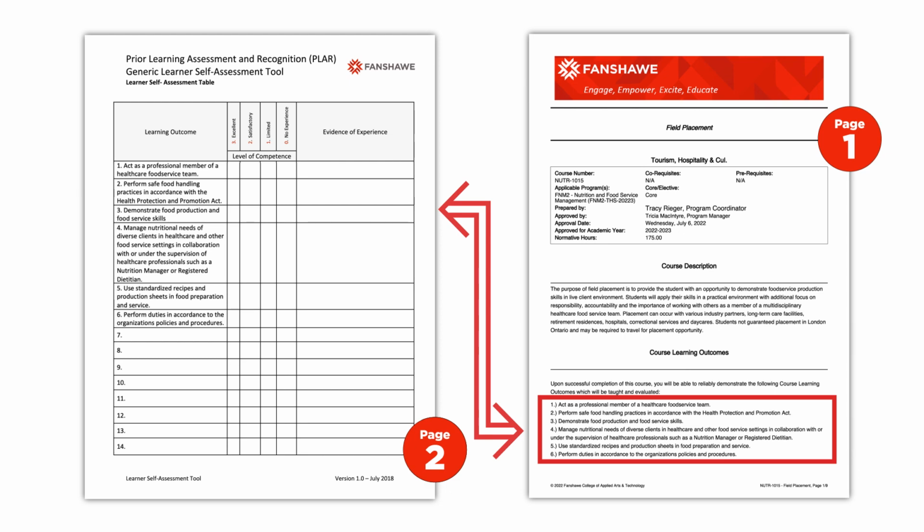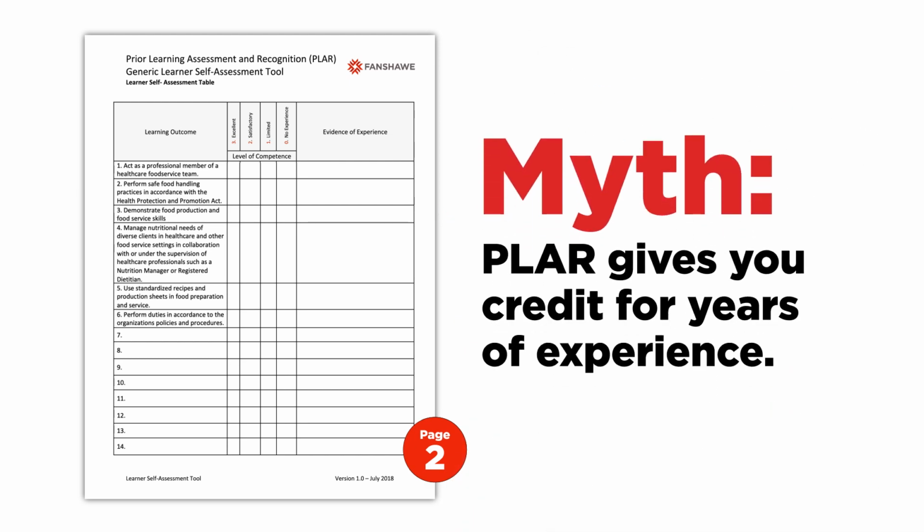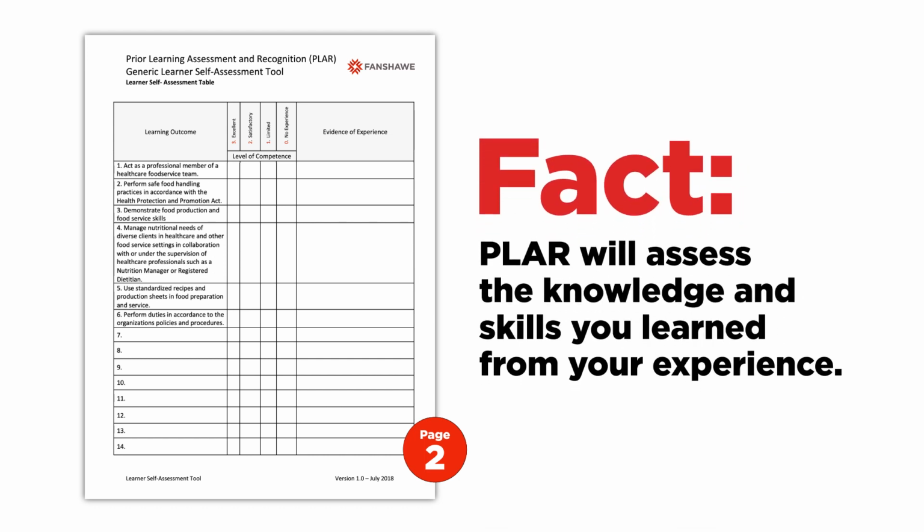Once you've copied and pasted all the learning outcomes for the course, think about your own past learning in relation to the knowledge and skills stated in the learning outcomes. PLAR evaluates the knowledge and skills you've gained outside of formal educational settings, which means your years of experience are not as important as how much you've learned during that time.